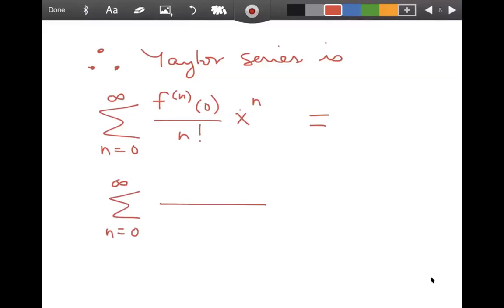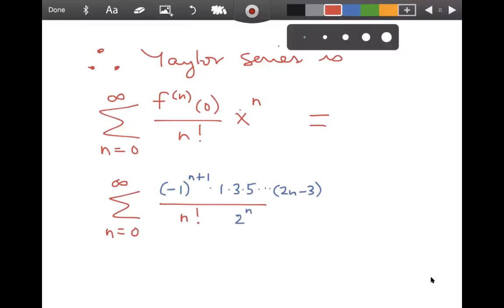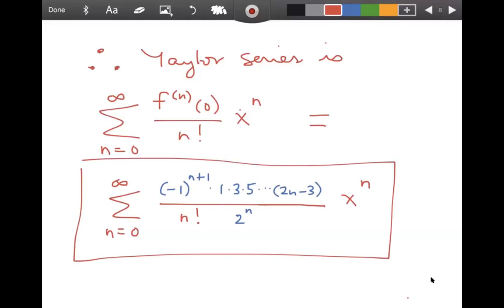Okay, so we have the n factorial that's built in here. And then the expression for the nth derivative at 0 is (-1) to the n plus 1 times 1 times 3 times 5 up to 2n minus 3, over 2 to the n, right? And now I just need to tack on this x to the n. Whew, okay, so that was kind of a workout, but that is the Taylor series that we're looking for.